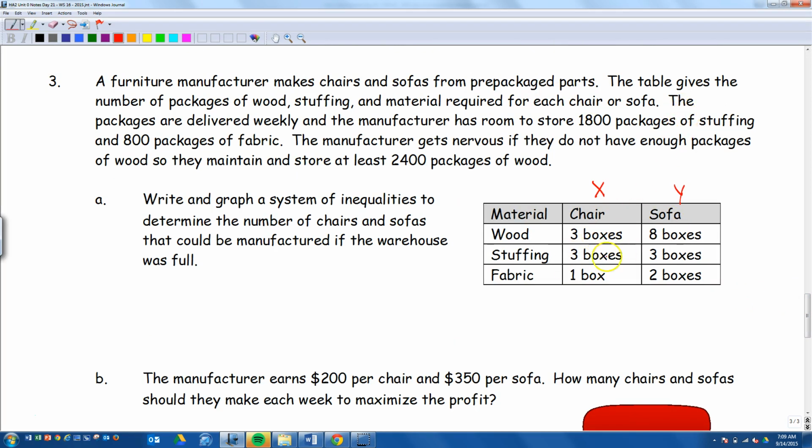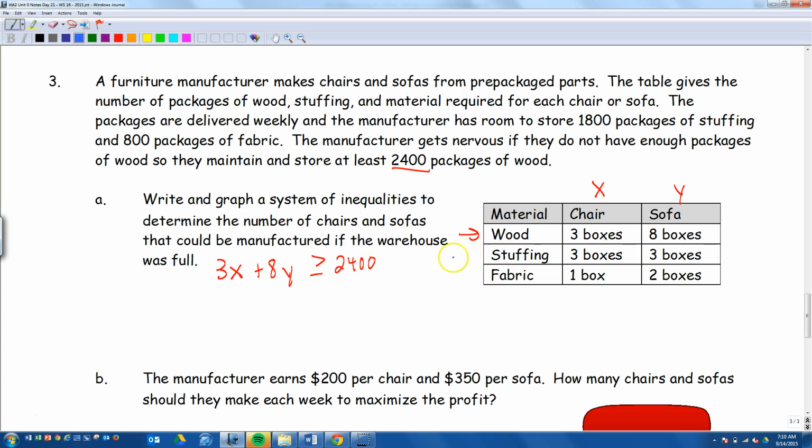So we get, and these are all our constraints based on the material. The manufacturer has room to store 1,800 packages of stuffing and 800 packages of fabric, and you have to maintain at least 2,400 packages of wood. So we're going to have three equations based on those three pieces of information. So for the wood, it takes 3 boxes of wood to make a chair, plus 8 boxes of wood to make a sofa. And this one says we have to have at least 2,400. So that's going to be greater than or equal to 2,400.